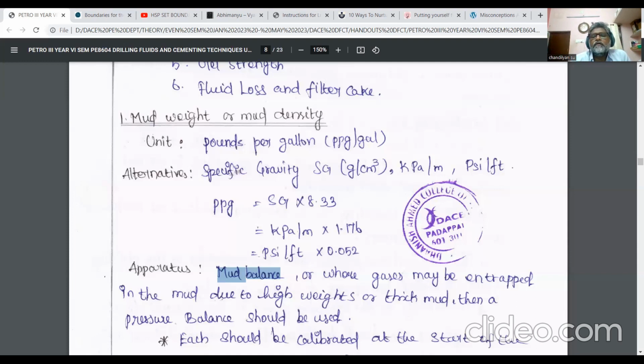Psi per feet or pound per feet cubed. You can play with the conversion factors.